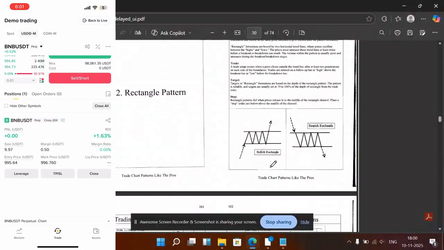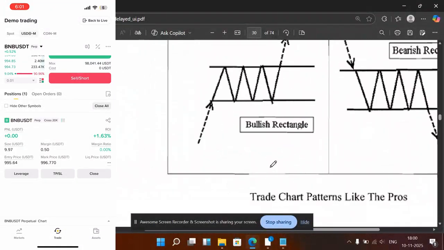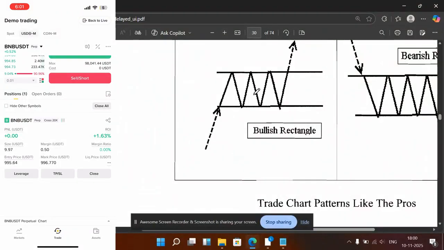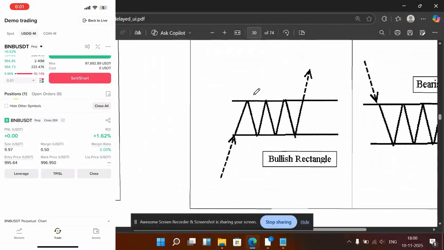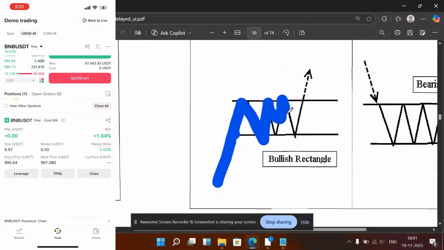Next is the rectangle pattern. Triangle we have covered. This is also a continuation pattern. How continuation? Look at it. If the price is coming from down and it's going just like that, it's going to go up.